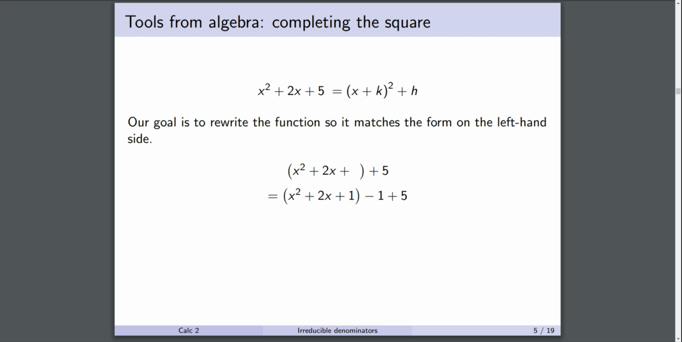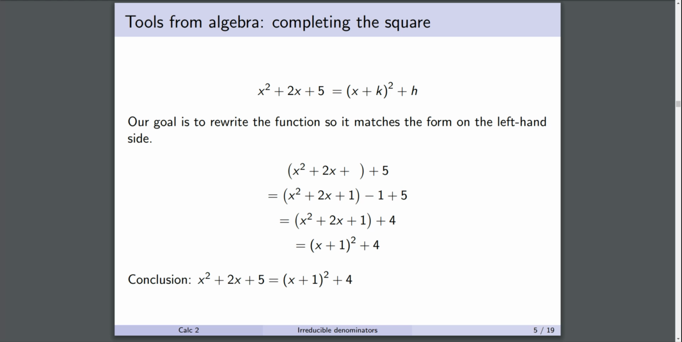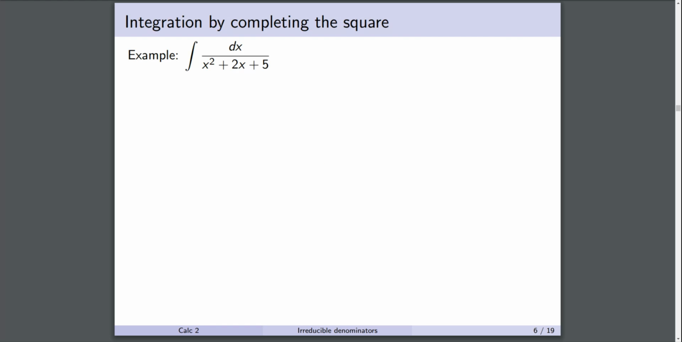I add 1 inside the parentheses, and then I cancel by subtracting 1 outside. The net effect of doing this is just adding 0. Next step, I simplified a bit. I combined those two constants on the end. And finally, I wrote my problem in factored form. So I'm done completing the square. I have the form of my function that I need. I want to go on and see how we would apply this idea to integration.